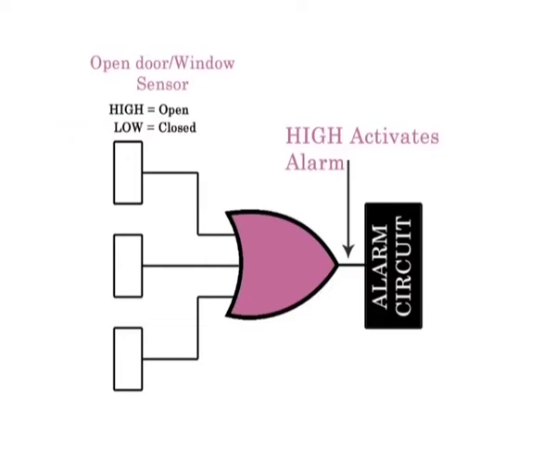As long as the windows and the doors are secured, the switches are closed and all three of the OR gate inputs are low. When one of the windows or doors is opened, a high is produced on that input to the OR gate and the gate output goes high. It then activates and latches an alarm circuit to warn of the intrusion.